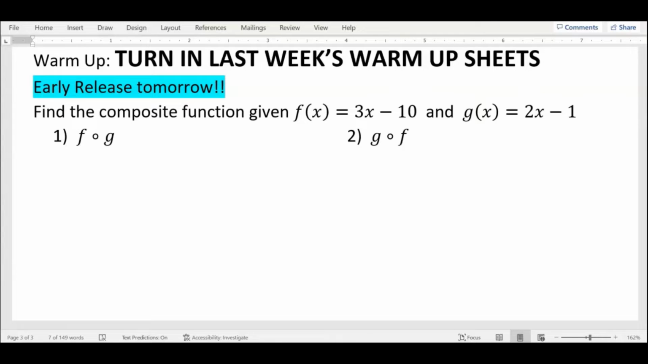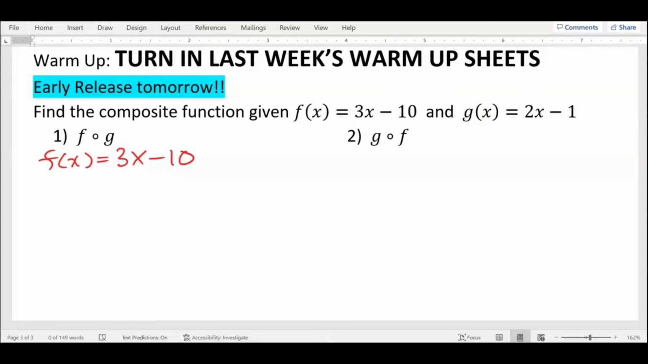So number 1, our first step is we write the outside function. You tell me, which one is the outside function, F or G? F, the beginning one is the outside function. So everybody, let's go ahead and write F of X, if you haven't already, which I hope you already did, but either way, here we go. So F of X equals 3x minus 10.